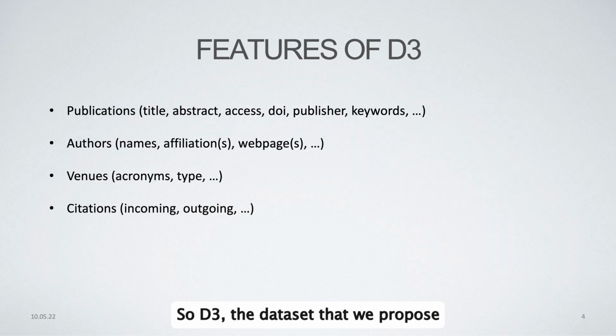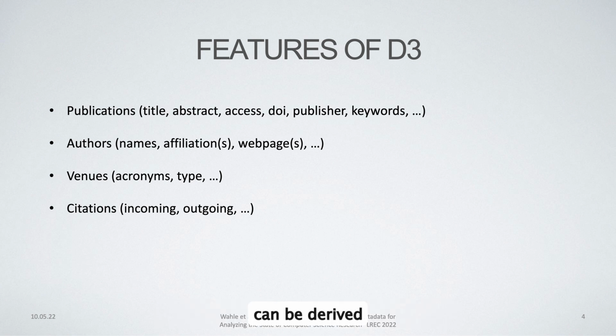So D3, the dataset that we propose, offers over 30 unique features, and the main features that we provide are related to publications, authors, venues, and citations. And in this paper that we present, we provide an initial analysis on the volume, on the research activity, topic trends, also collaboration and impact through using the number of citations. And as you can see, many more interesting questions can be derived about computer science research from those features.